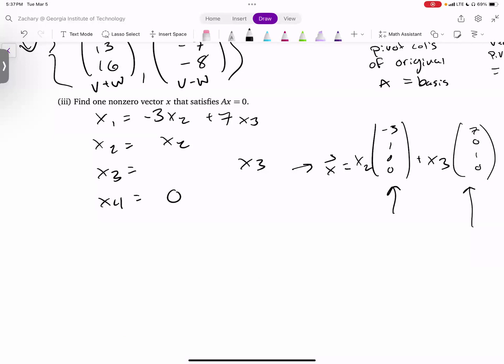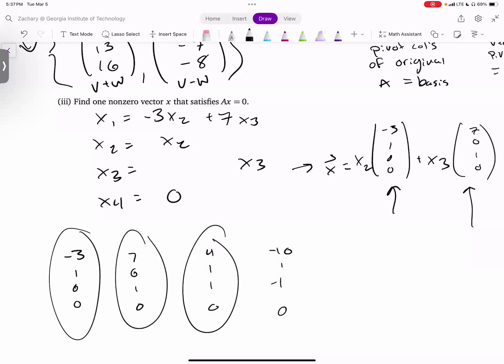So these two things construct my basis for the null space. Then we have to find a vector in here, which is any combination of these two vectors. One combination is minus 3, 1, 0, 0. A different combination is 7, 0, 1, 0. Another combination is 4, 1, 1, 0. A different combination is minus 10, 1, minus 1, 0. These are all equally valid answers in your null space. It's a combination of this plus a combination of this, or just one of them, because 0 times one of them and 1 times the other one is an equally valid answer.